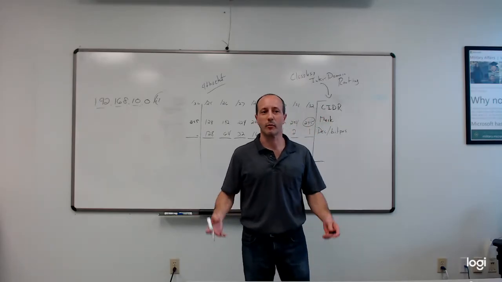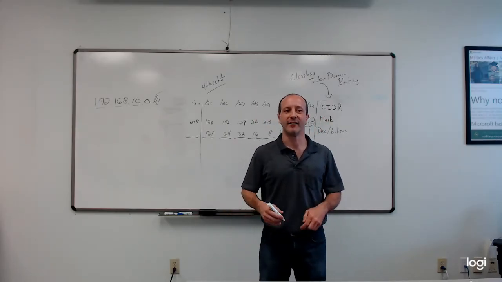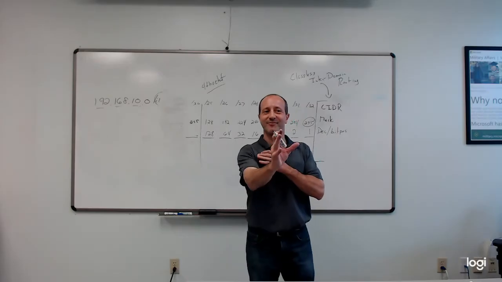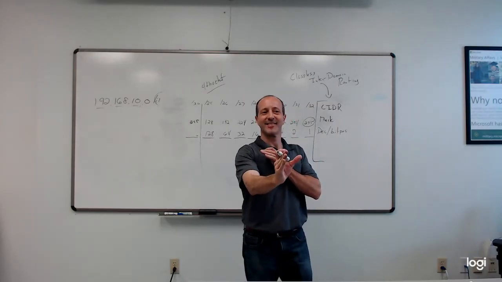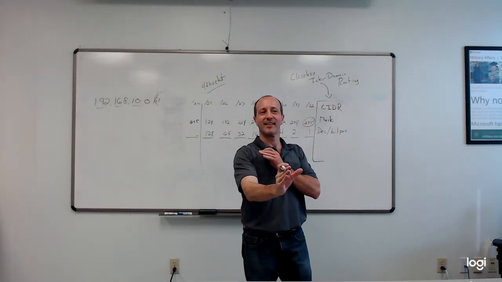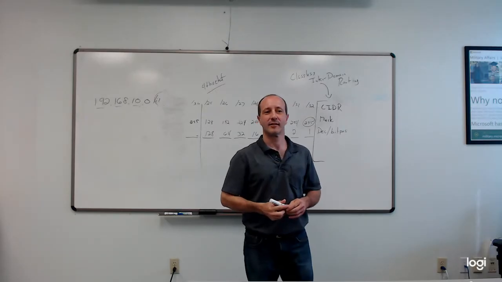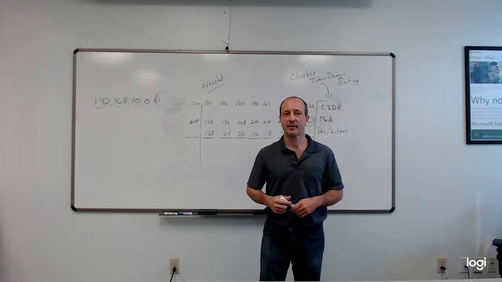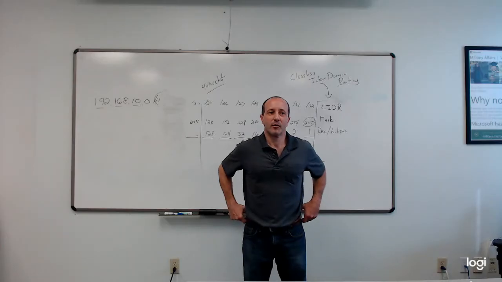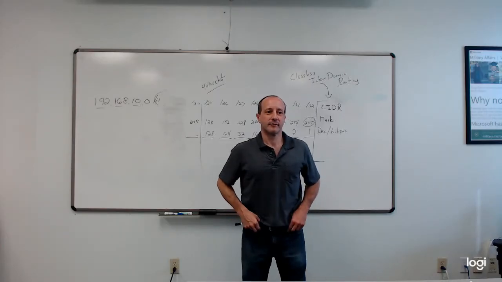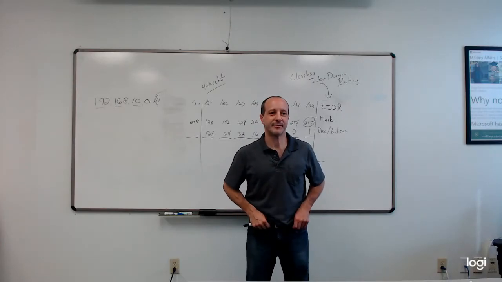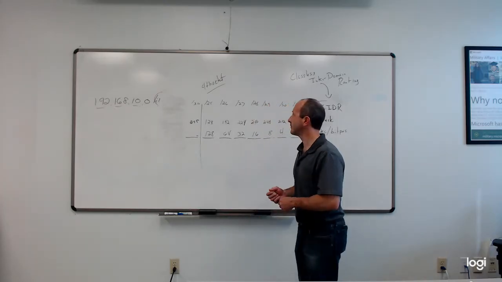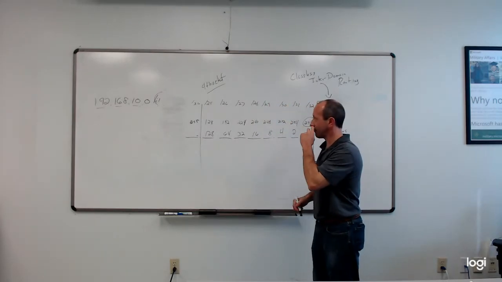Tell me when you're with me, because you ain't with me just yet. Just quick answer. Could you have a Class C network with a CIDR less than 24? Yes. Okay, that's all I needed to know.